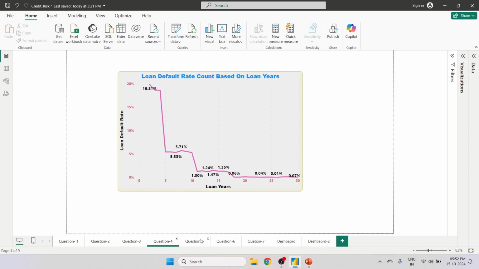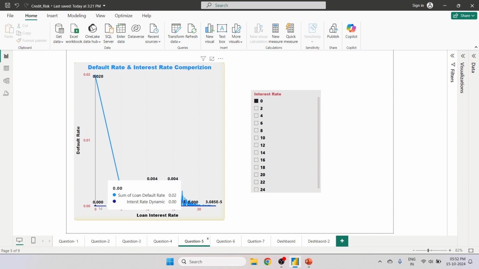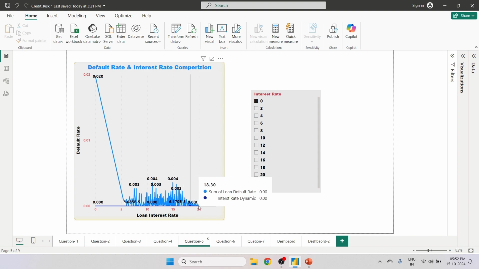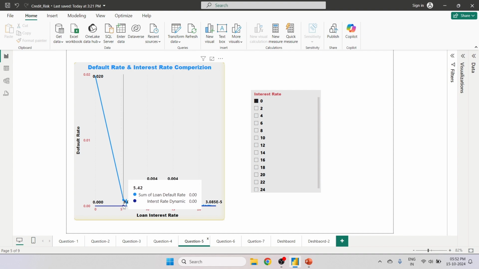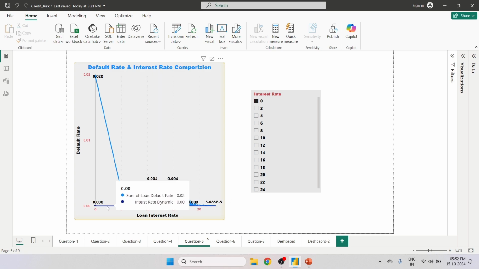So checking my visual, here we can see when the interest rate is 0, the default rate is 0. So here we can make a comparison. It also shows a straight line for the default rate because it is a 10 to the power minus 5 fraction, near 0, so it's very low, near to 0.